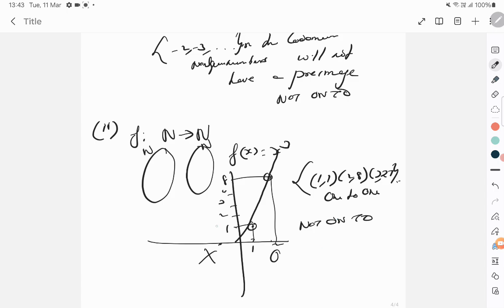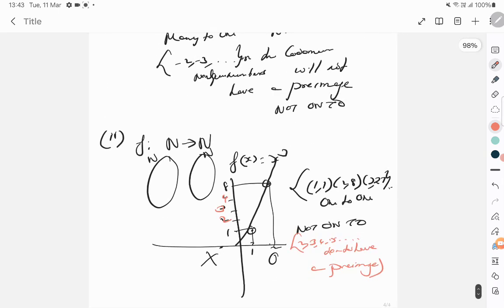The reason being, the elements such as in the y-axis 2, 3, 4, 5, etc. do not have a pre-image. So that completes it. It's very simple. However, it's 1 to 1, right?